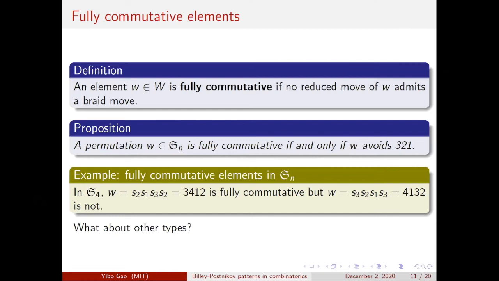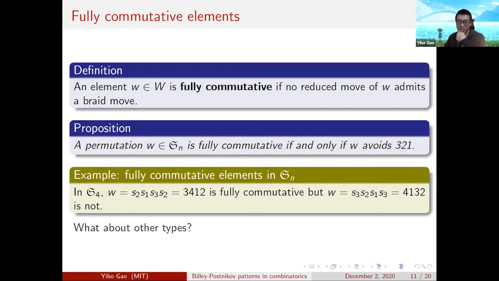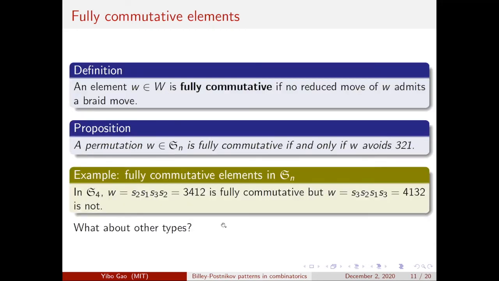So for fully commutative elements, there are only two types of moves: the commutation move and the braid move. Usually you call them a commutation move and a braid move, or a Coxeter move, but the braid move can have different types. For example, in type B, they will be a bit different. Either way, the braid move on S3, S2, S1, S3: A is S3 and B is S2, S1, and we replace it with S2, S1, S3, S2, S1.